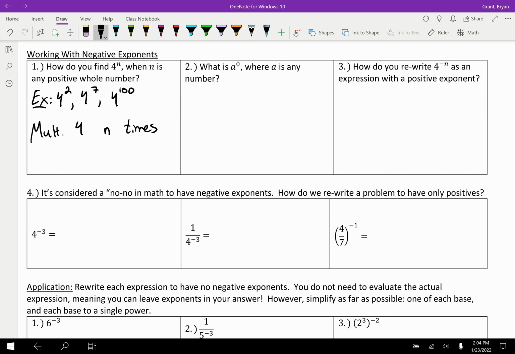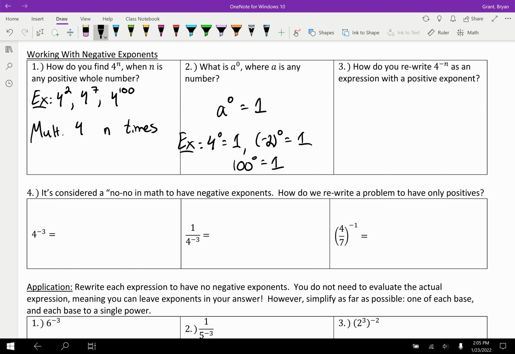However, if you get a to the 0th, right? A to the 0th, we should know that is always 1. And so a few examples for you. If you had 4 to the 0th, that's 1. Negative 2 to the 0th, that's 1. 100 to the 0th, that's also 1. Any number to the 0th power, 1. That's like our middle, our starting point.